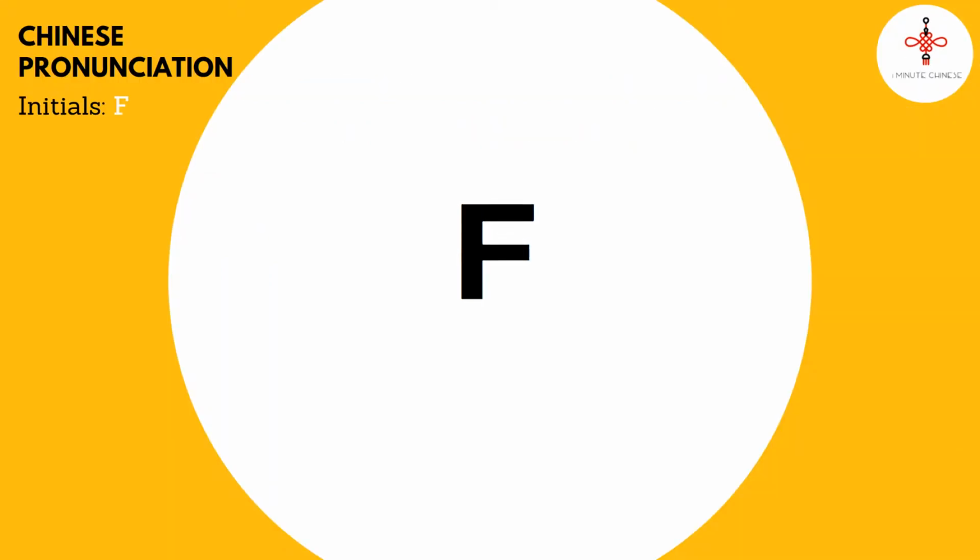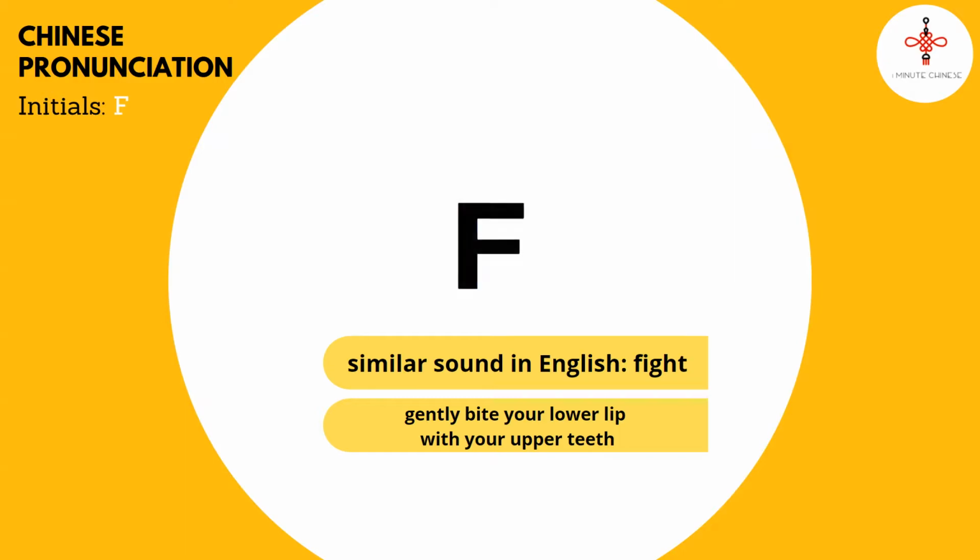When you see the English letter F in Pinyin, the pronunciation is F. It's like the F in the English word fight. When you pronounce the F sound, gently bite your lower lip with your upper teeth and push the air out from your front teeth. Try it. F. Now mimic the mouth shape in the video carefully and repeat after it.